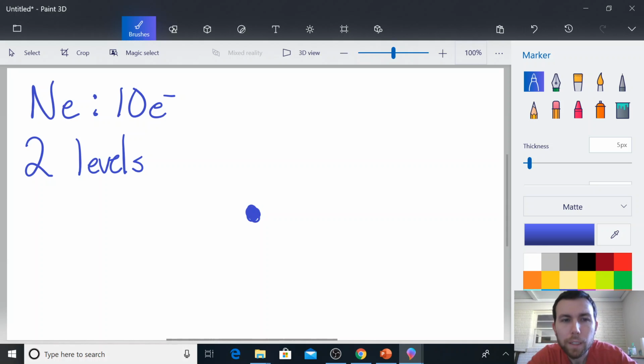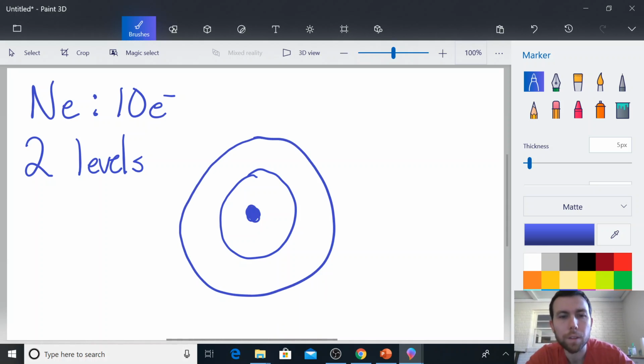Okay, now because we know that we have 2 energy levels, I'm going to draw one ring, and then I'm going to draw a ring that's a little bit bigger than that ring. Those 2 rings represent the energy levels that are going to hold electrons for neon. Now, the first energy level is the one that's closest to the nucleus. So this one right here is number 1, and this outermost one is number 2.